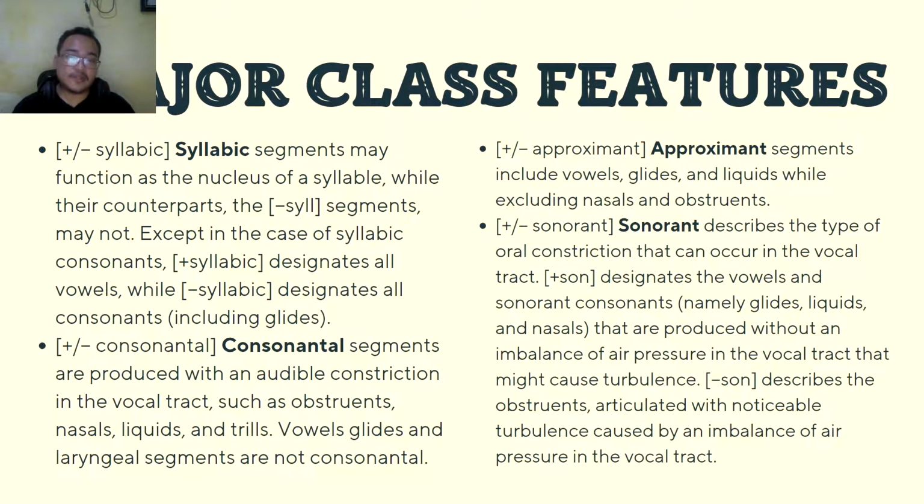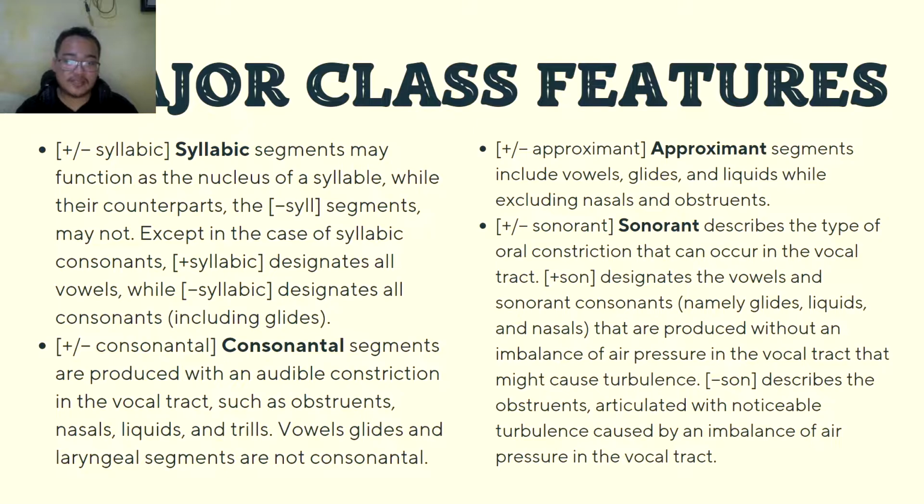There are some features. The first one is the major class features. There are four in it. The first one is the syllabic. The syllabic segment may function as the nucleus of a syllable, while their counterpart, the minus syllabic segments, may not, except in the case of syllabic consonant. Plus syllabic designated all vowels. Meanwhile, minus syllabic designated all consonants, including glides.